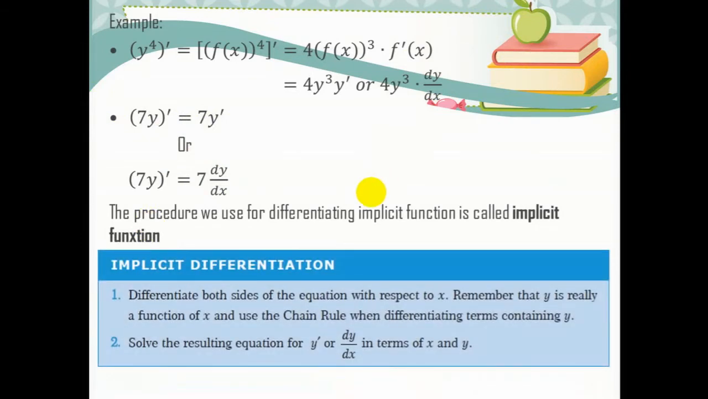Implicit differentiation means differentiating both sides of the equation with respect to x. Remember, no matter how many variables there are, we always differentiate with respect to x. You should remember that. Remember that y is really a function of x, and use the chain rule when differentiating terms containing y, and then solve the resulting equation for y prime, or dy over dx, in terms of x and y.